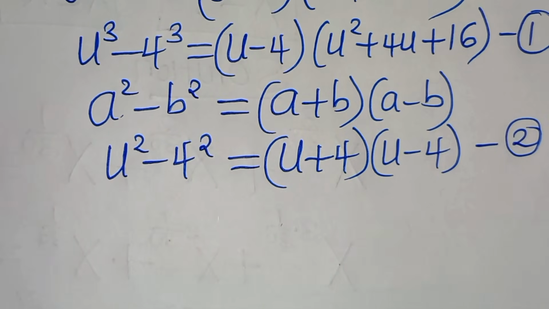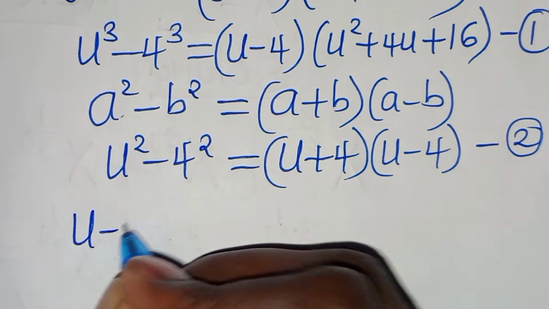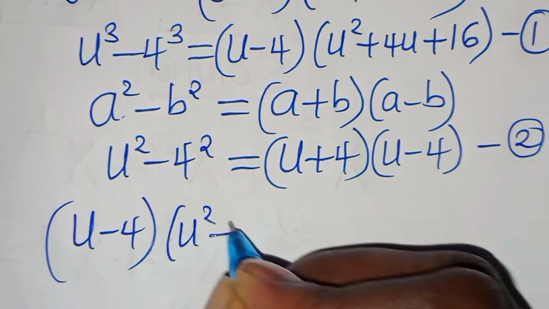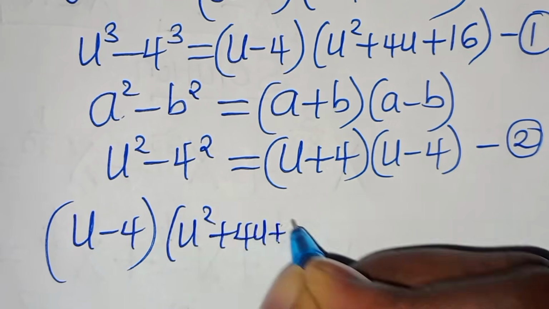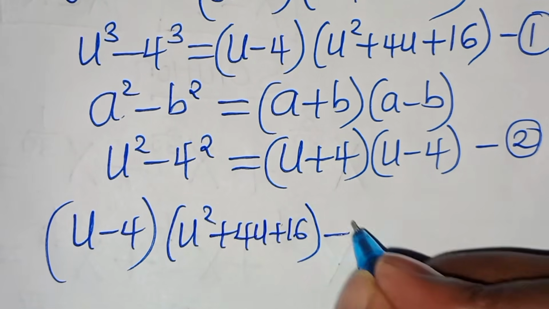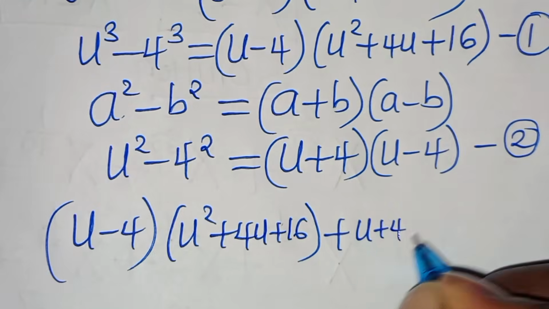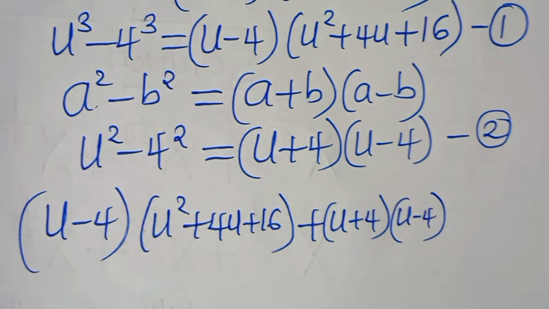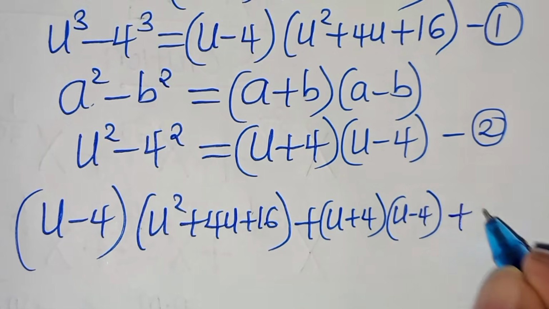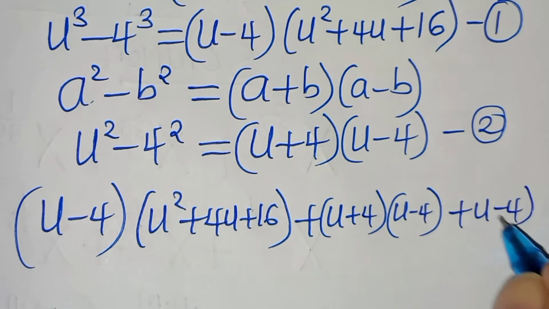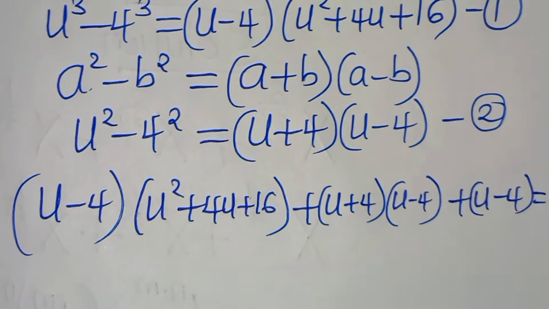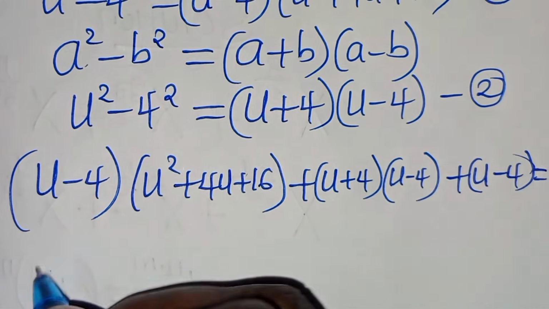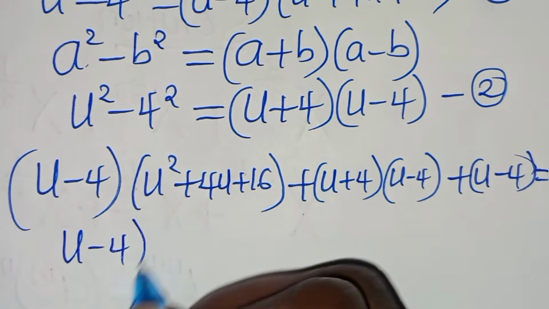Now this implies that we have u minus 4 times u squared plus 4u plus 16, then plus u plus 4 multiplied by u minus 4, then plus u minus 4. This is equal to 0. So u minus 4 is common here, so we can factor out u minus 4.